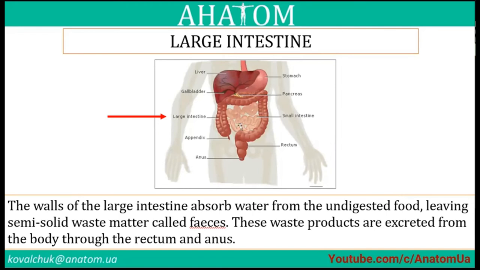The walls of the large intestine absorb water from the undigested food, leaving semi-solid waste matter called feces. And this waste product is extracted from the body through the rectum and anus. The anus is the ending point of the food, but it's really not food anymore, it will be feces. And after defecation, it moves from the rectum to the external environment.